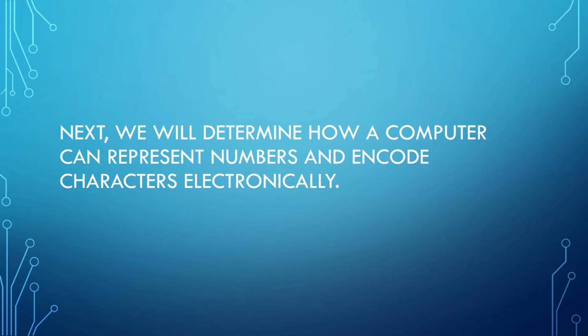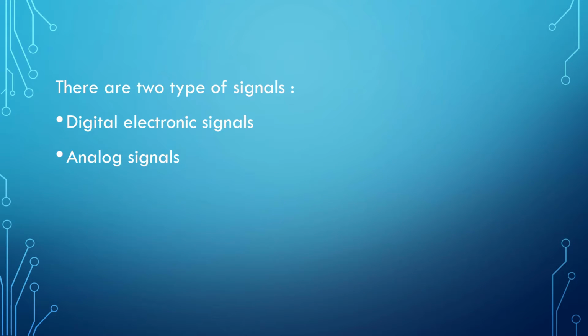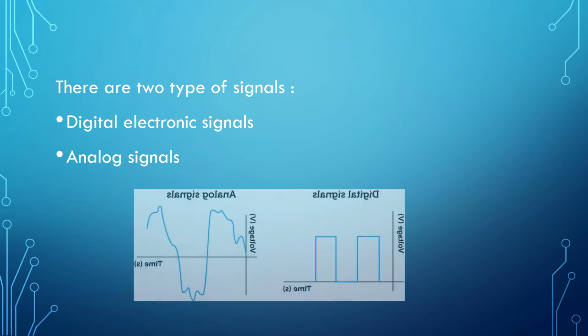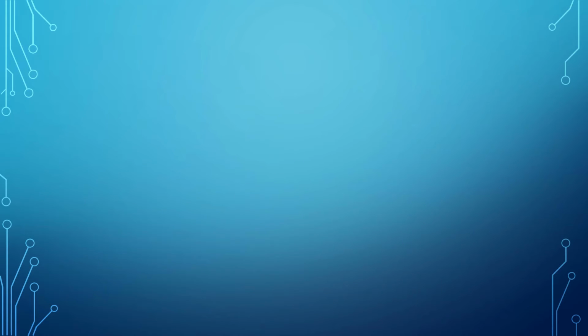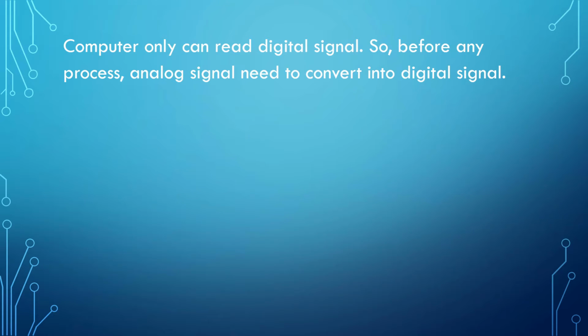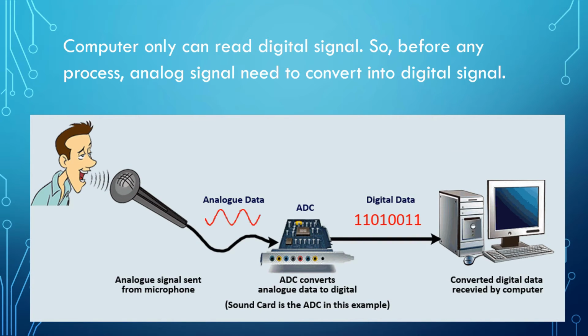Next, we will determine how a computer can represent numbers and encode characters electronically. There are two types of signal: digital electronic signal and analog signal. A computer can only read digital signal. So, before any process, analog signal needs to be converted into digital signal.